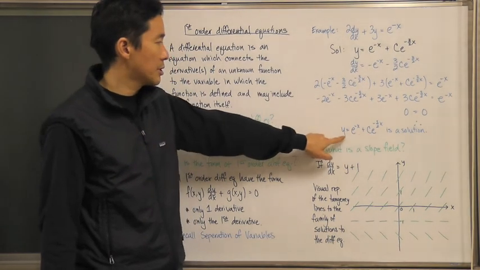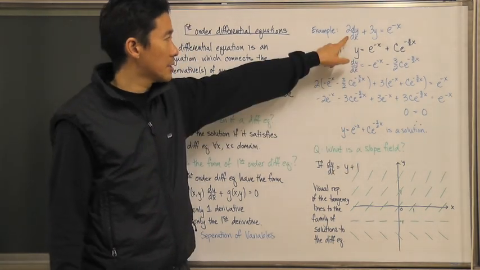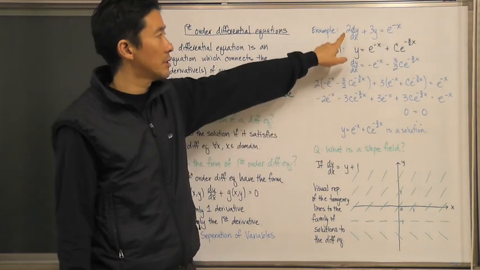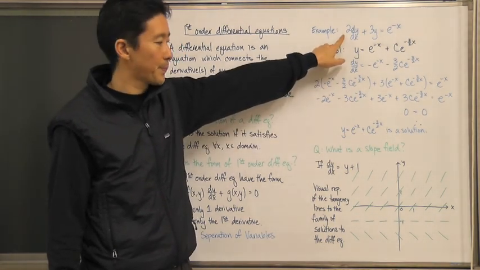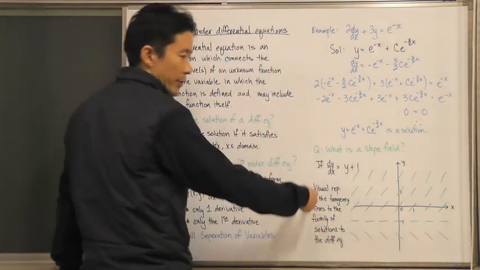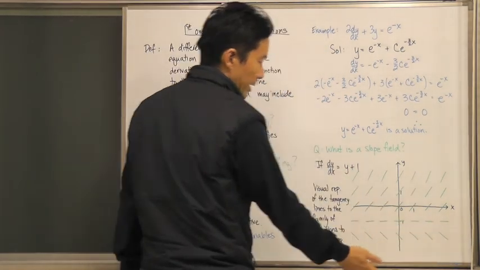Now, all of these functions here are going to be solutions. So we're talking about a family of functions which represent the solutions to a first order differential equation. So now how do I go about generating this? Like all these green lines, how do I generate these green lines?